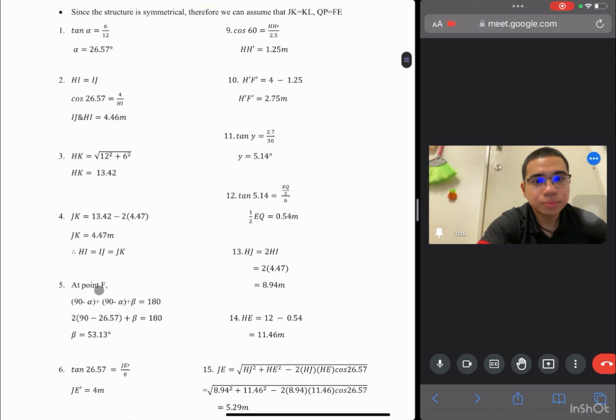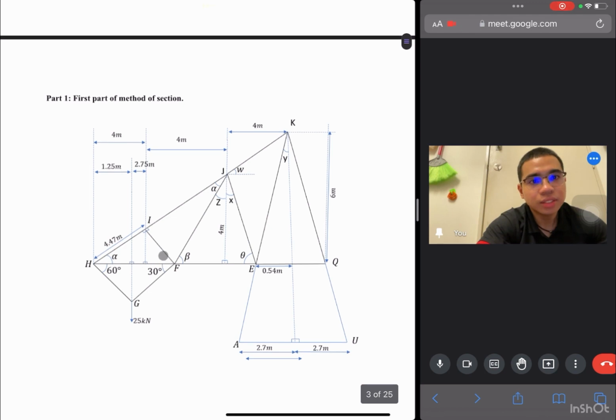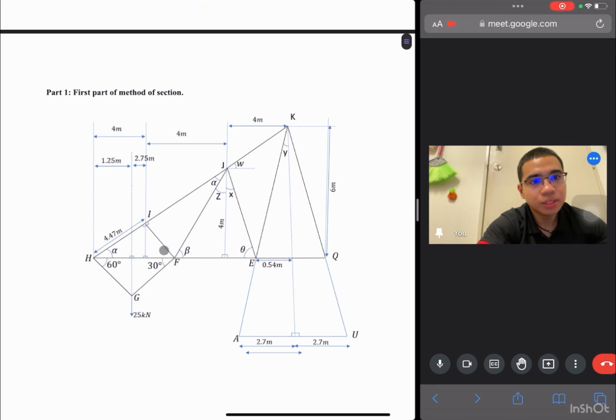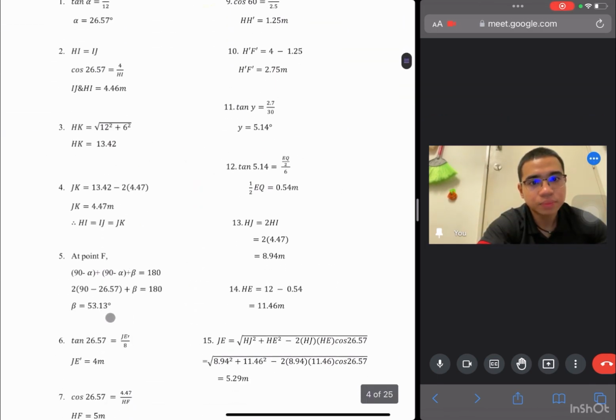At point F, we can find the angle beta, where this is an angle of 90 minus alpha, and this is also 90 minus alpha. This is a straight line, so 180 minus (90 minus alpha) minus (90 minus alpha) gives beta. So we get beta equals 53.13.